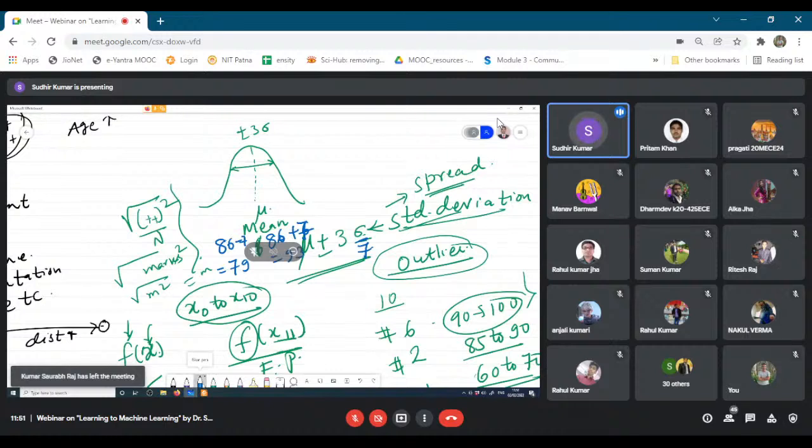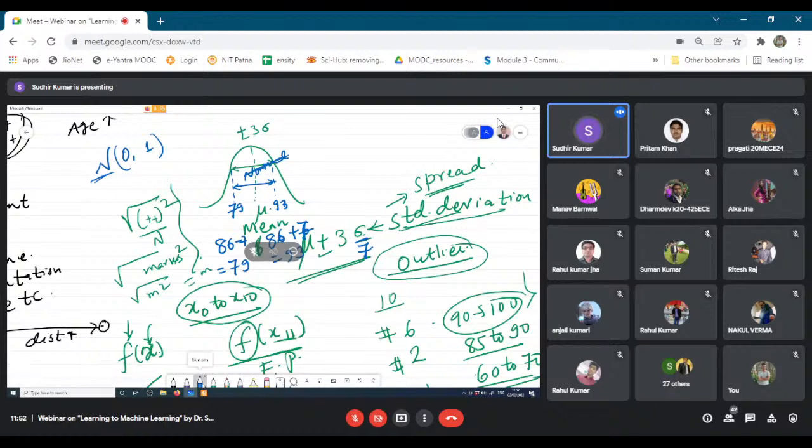So if the marks are between 79 and 93, then it is normal data. Not normal distribution. Let me not use the term normal data. Let us say, the data which follows the pattern. Normal distribution means zero mean and variance 1, that shows the normal distribution.